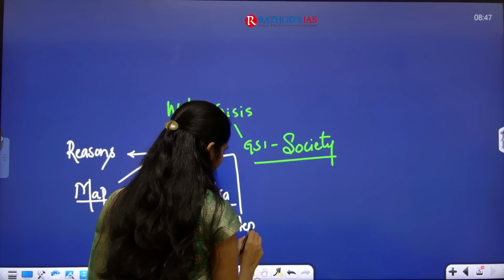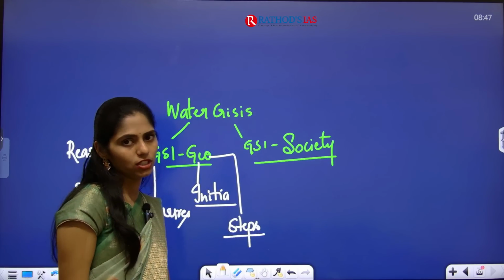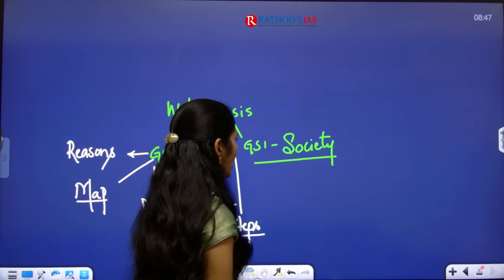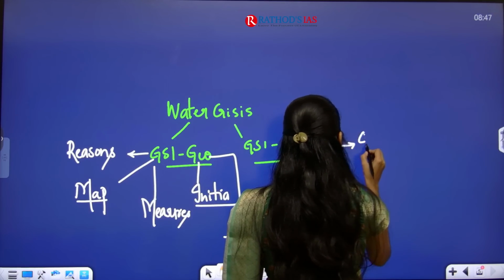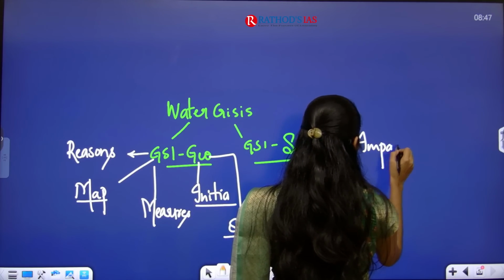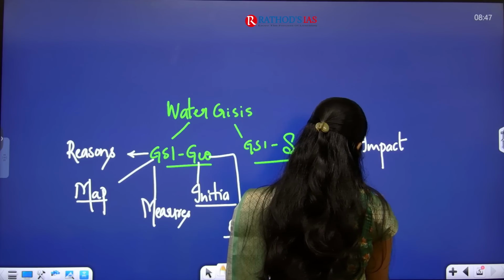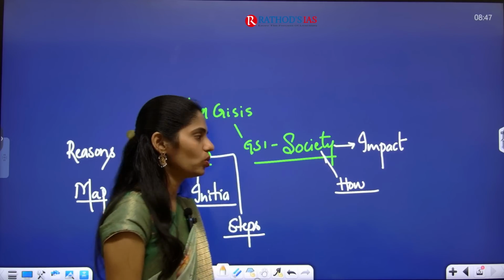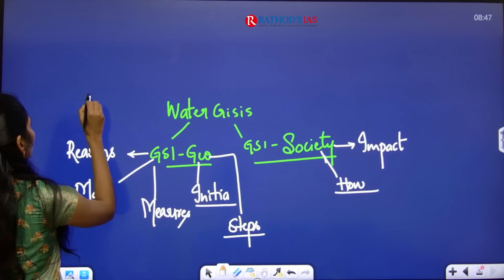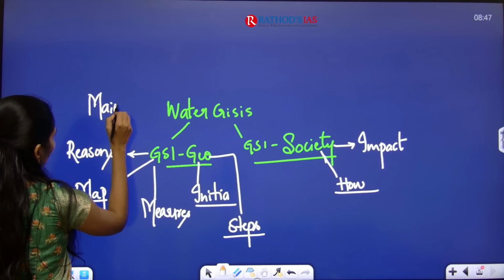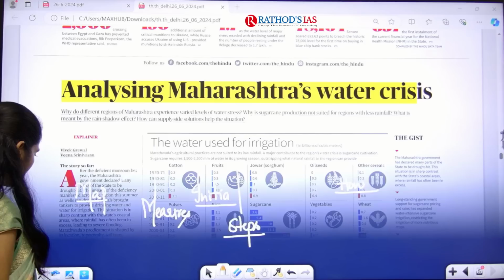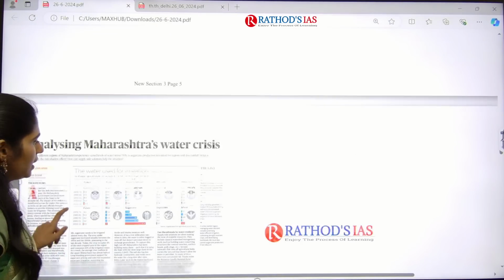You also have to see at the local level what steps can be taken by the people, for example water harvesting systems, etc. And next, from the society point of view, you have to see the impact of water crisis on society, and how we can address this issue from the society point of view. So this article is important again for your mains, not for your prelims. Now let us see this article in detail.